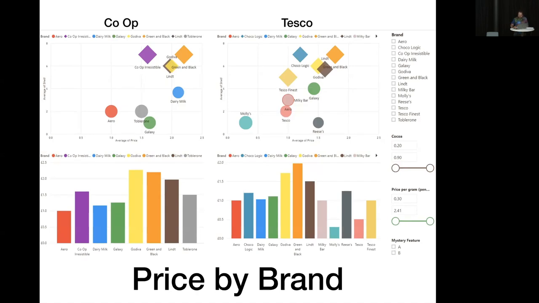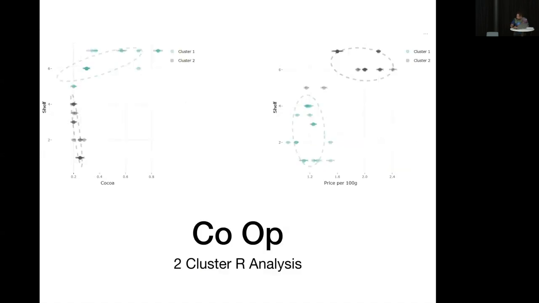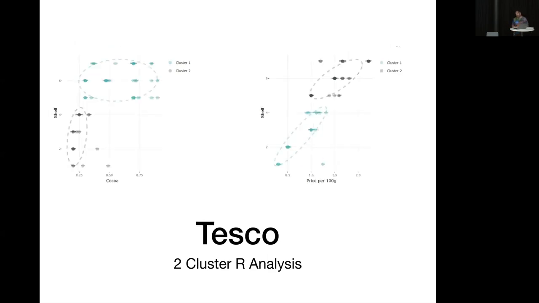Let's go with two clusters. Keep it nice and simple. In the Co-op, we can see quite clearly there are two clusters for both cocoa and price, which seem to suggest that there's something different about the chocolate bars which are on shelves 6 and 7 to the rest. If we look at the Tesco two cluster R analyses, we see that the bars on shelves 5, 6 and 7 are somehow distinct from those on the lower shelves.